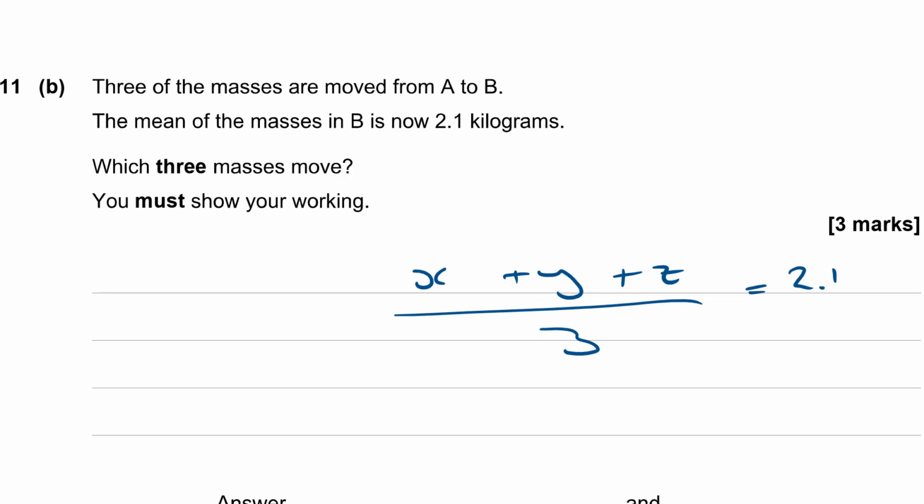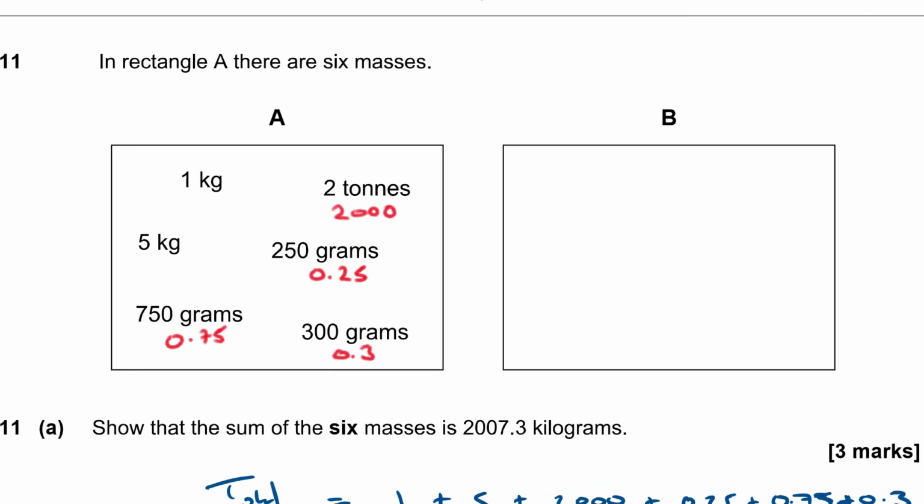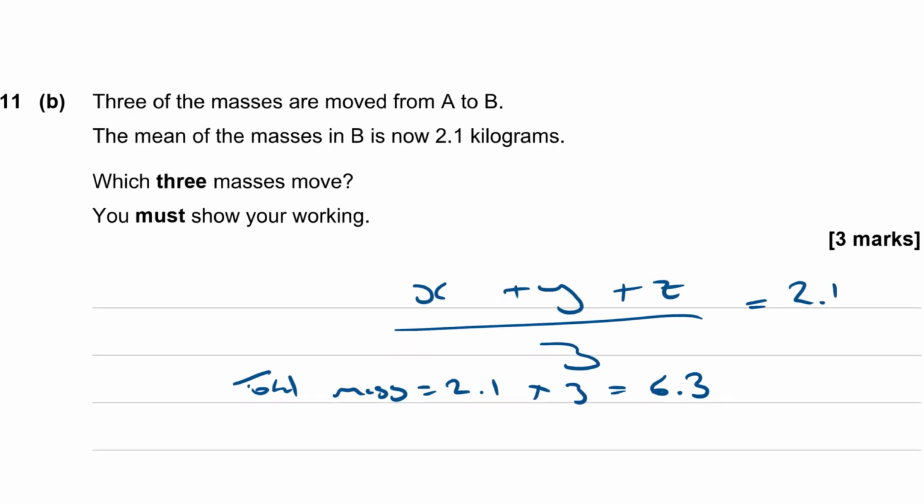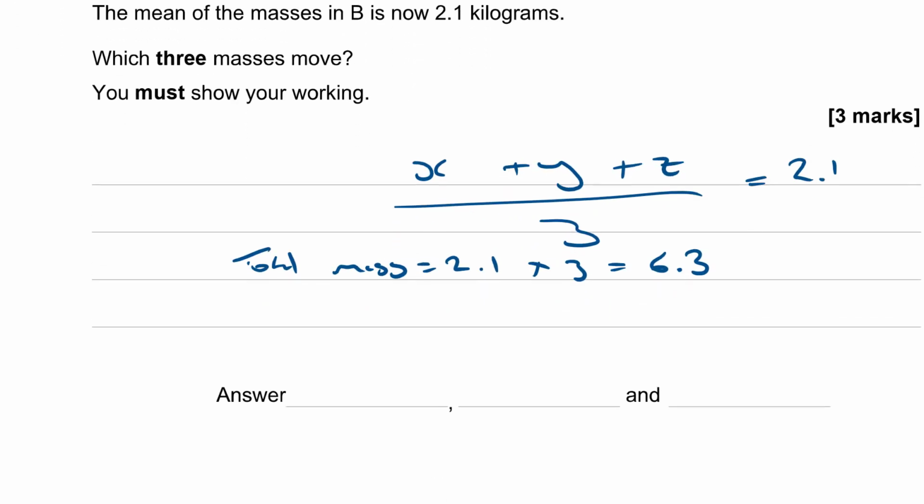Okay, so from that we can work out what the total should be. If I take 3 and I times it by 2.1, that will tell me the total mass of all 3 is going to be 2.1 times 3, which is 6.3. So we need to pick out 3 weights that add up to 6.3. So which ones must it be? Well, I've got a 0.3, so it makes sense to pick that one. Now I need 2 that add up to 6. So I need the 1 kg, I need the 5 kg, and I need the 300 grams. Okay, and that will add up to 6.3 kg and have a mean of 2.1. So 1 kg, 5 kg, and 300 grams.